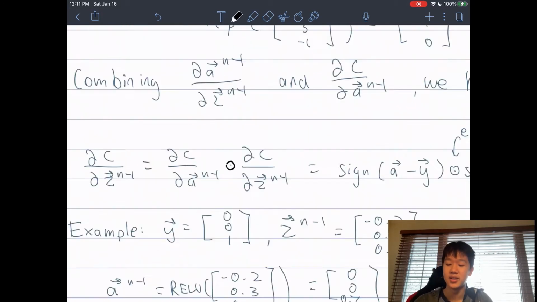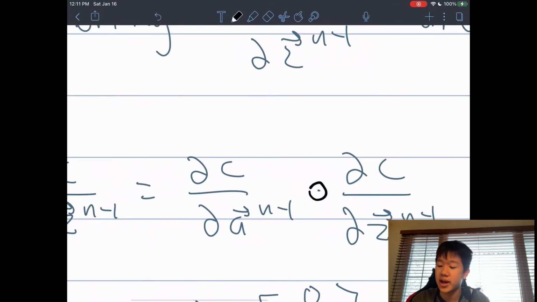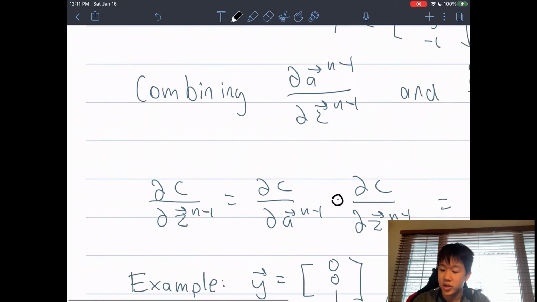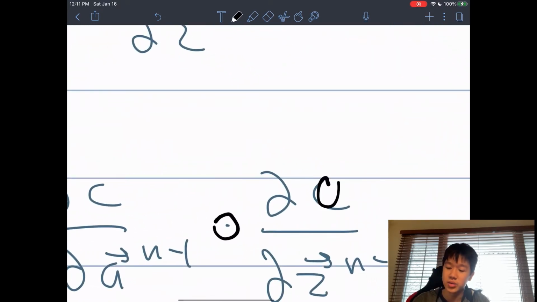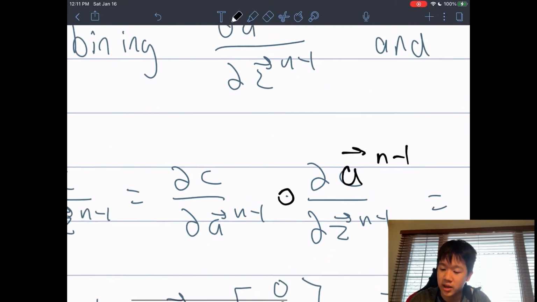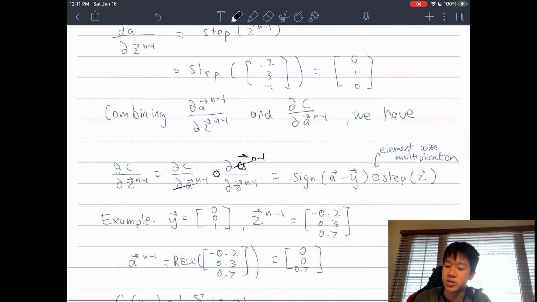It makes sense again. As you can see, the chain rule is that you can have these vectors and it is going to be annihilated. So this is going to be ∂a^(n-1) and it's going to cancel out.